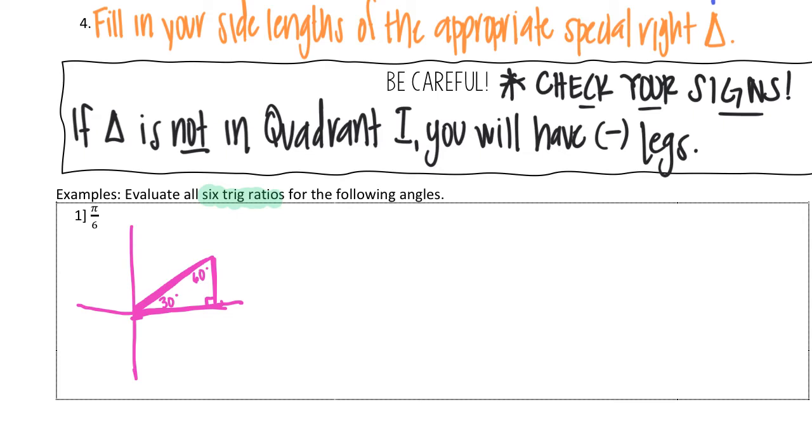Next, you'll fill in your side lengths for the 30, 60, 90 triangle. Remember, across from the 30-degree angle, we have a side length of 1. Across from the 60-degree angle, we have a side length of square root of 3. And across from the 90, we have a side length of 2.